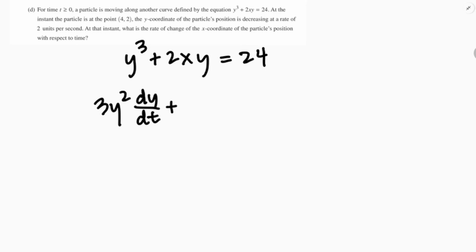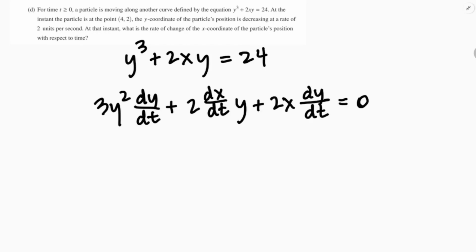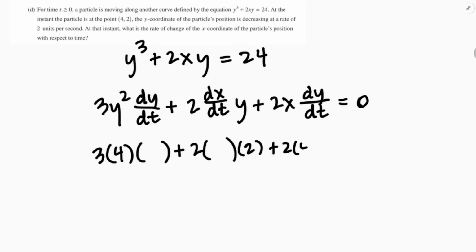Then I'm going to take the derivative of 2xy, because I'm going to have to use the product rule, so 2 dx/dt, leave y the same, then leave 2x the same and take the derivative of y with respect to time, and that'll equal the derivative of 24 with respect to time, which is going to equal 0. Okay, at the instant the particle is at the point (4, 2), I'm going to plug in x equals 4 and y equals 2. We don't know dx/dt yet, but we're going to have an equation that's very solvable.